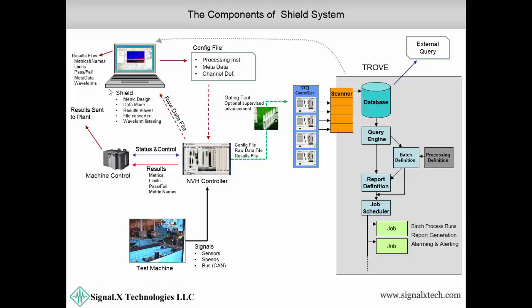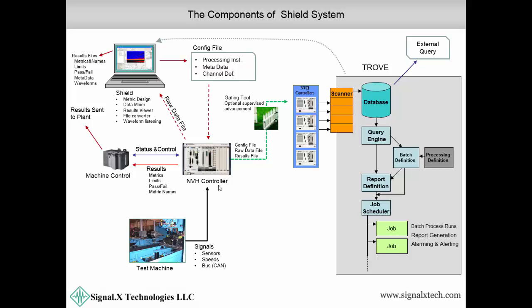The configuration file meets the data file, produces the results file. And the results file will have metrics and names, the limits that metrics are tested against for pass-fail, the pass-fail status, metadata that might come from the test stand in the form of what test stand am I running from, who's the operator that logged in today, what date, what time, that type of information, and of course waveforms, which are spectrum and order cuts and the like. So we want to be able to produce a results file from Shield. We want to be able to consume data files with Shield at the PC level.